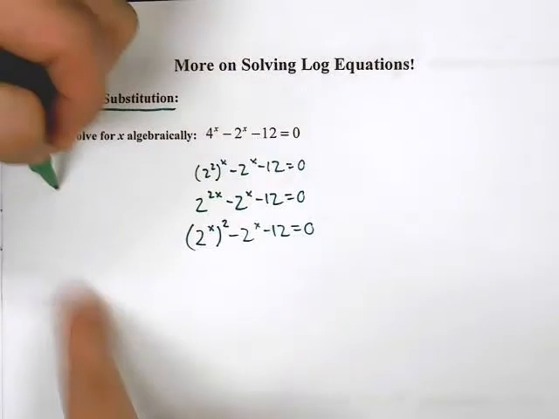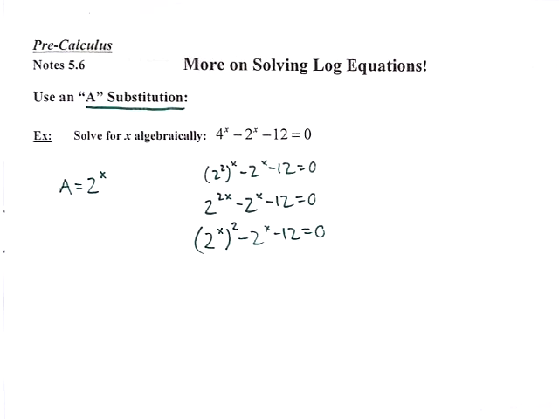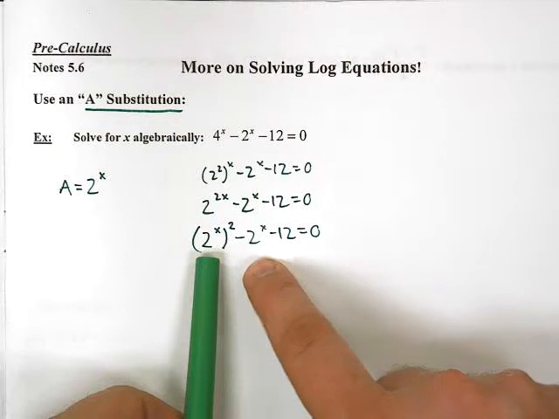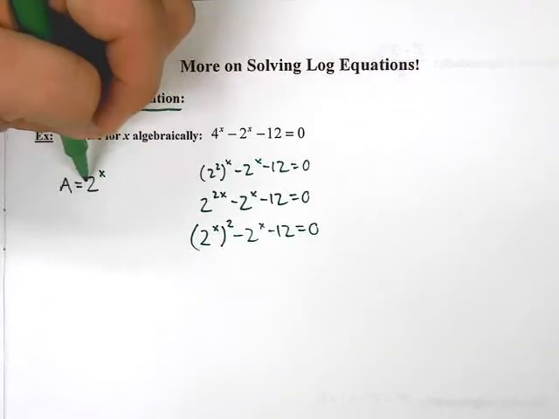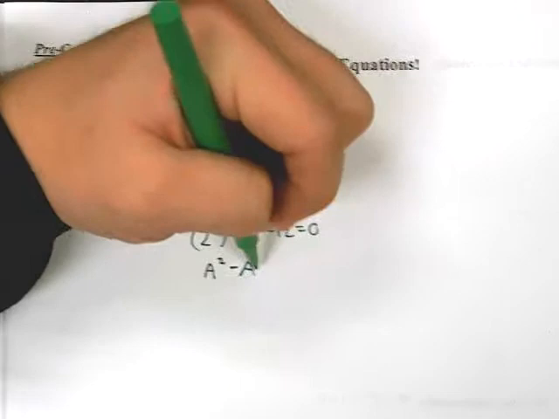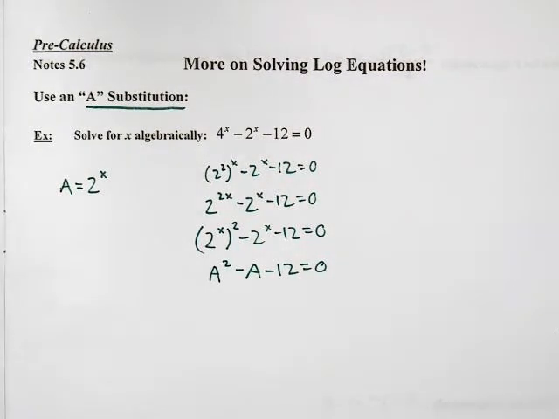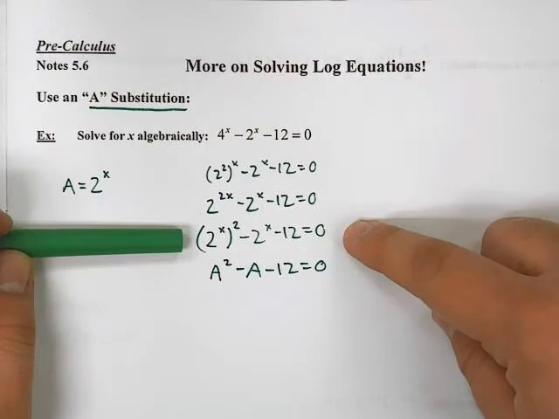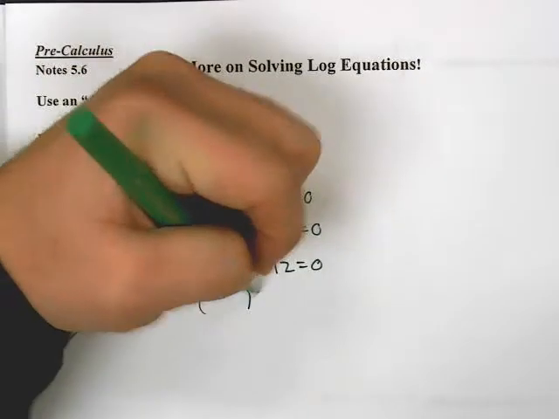I'm going to come over here and set a equal to 2 to the x. This exponential that I couldn't do anything with, that's going to be my a, my new function. Alright, and now I'm going to completely replace it, because now if a is 2 to the x, well then this is a squared, this is a, minus 12, and oh my gosh, we know what to do. At least I hope we do. I now have turned some crazy looking exponential into a quadratic. So we factor.